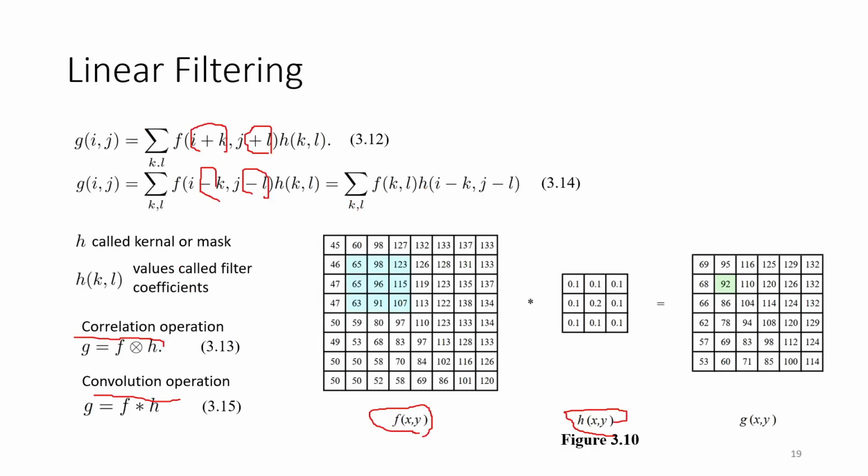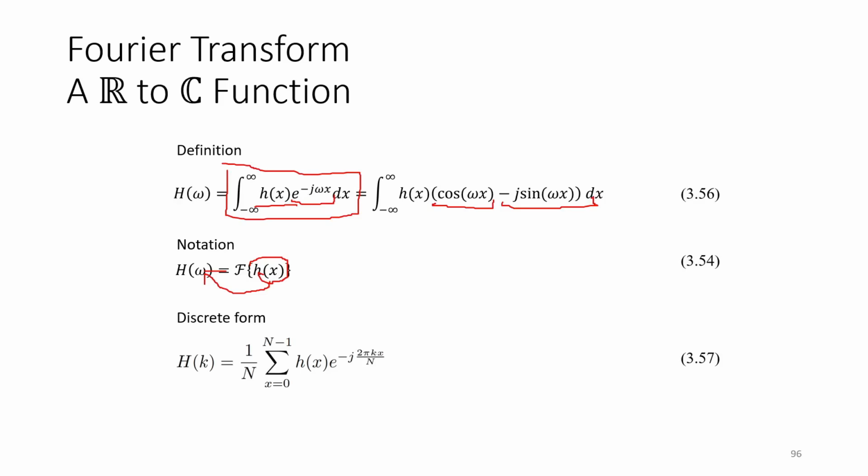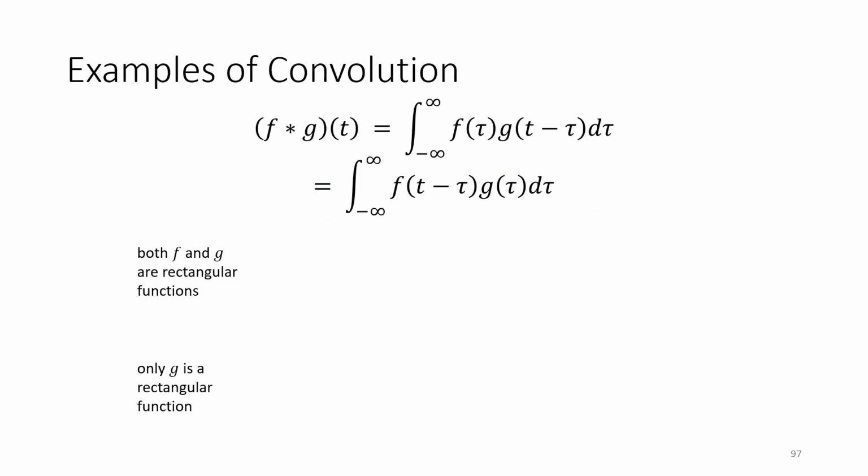Okay, so this is the convolution operation, and let's go back to the Fourier transform. This is the convolution operation, the h and the exponential terms. And let's show an example of the convolution.